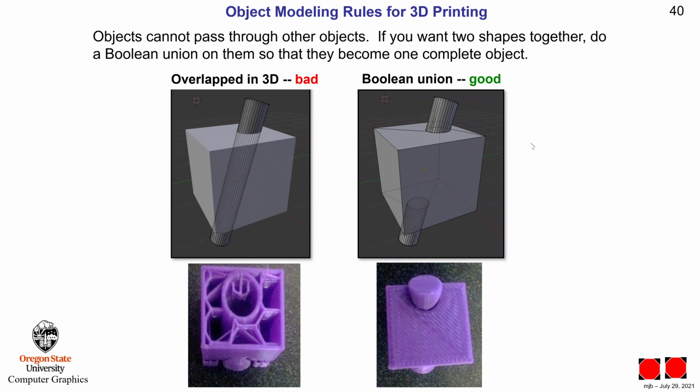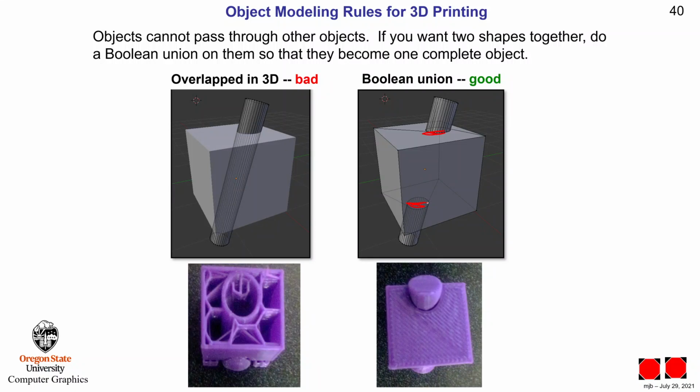So I did exactly what we talked about before. I took a cylinder and a cube and overlapped them. That's illegal. Things in real life cannot occupy the same space. Then I took the Boolean union of that and got this. And you can see that the cylinder ends here, the cylinder ends there. There's nothing that occupies that middle space.